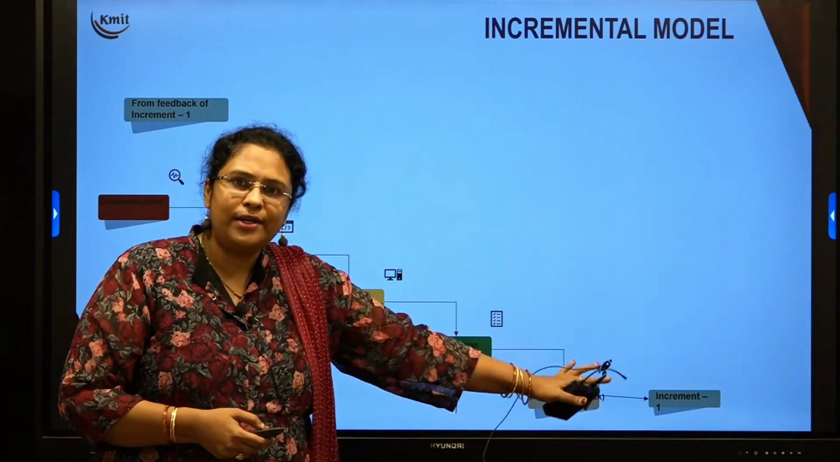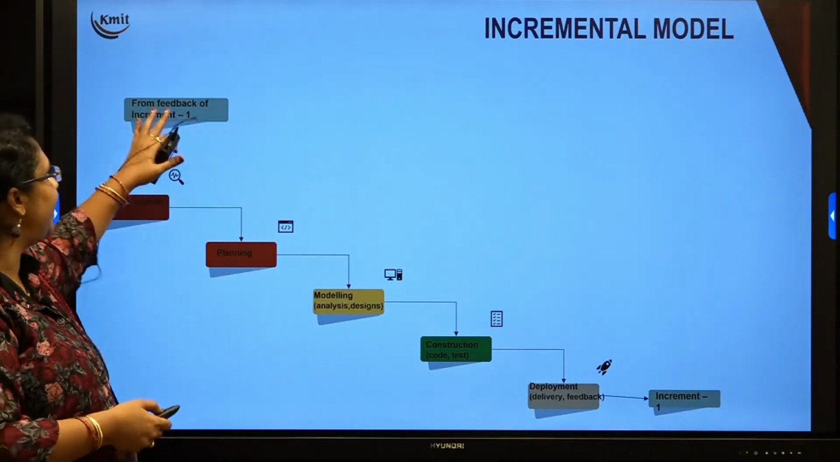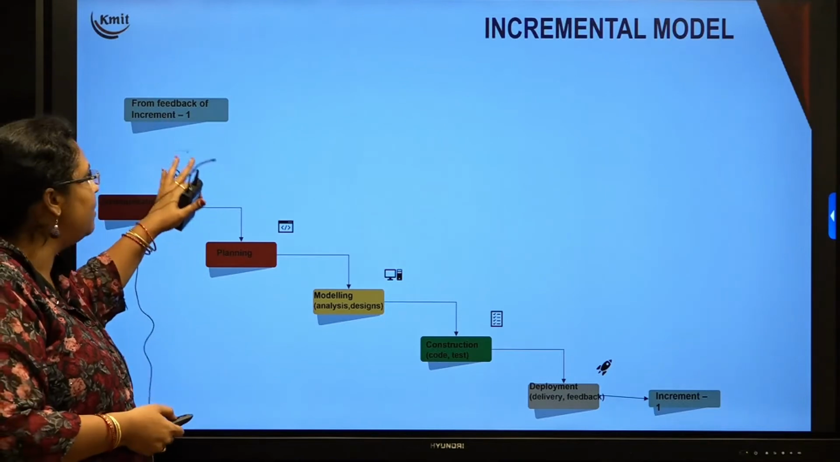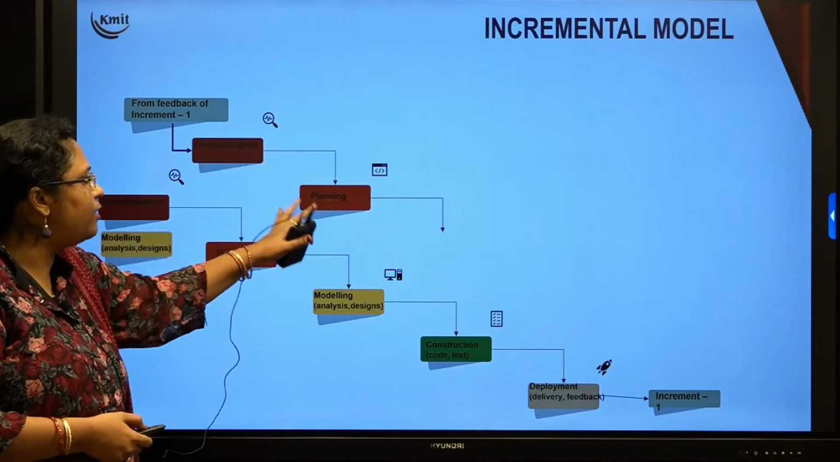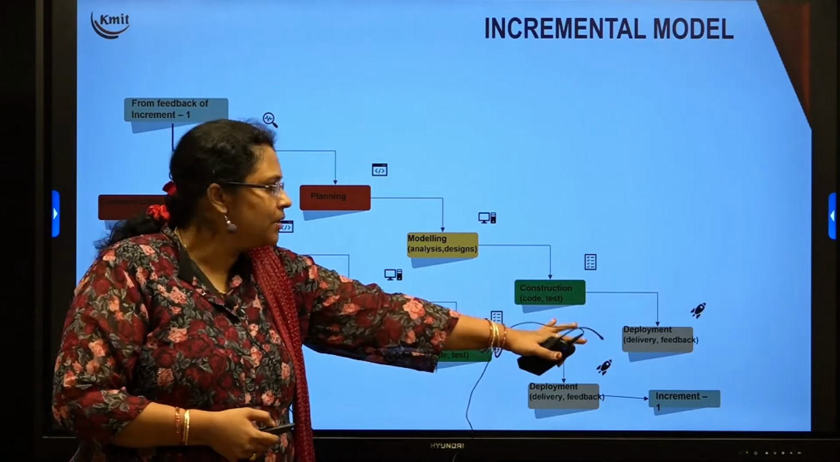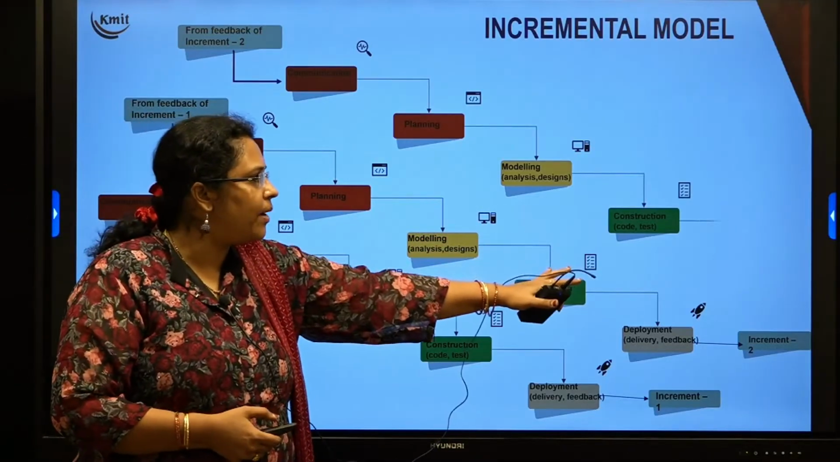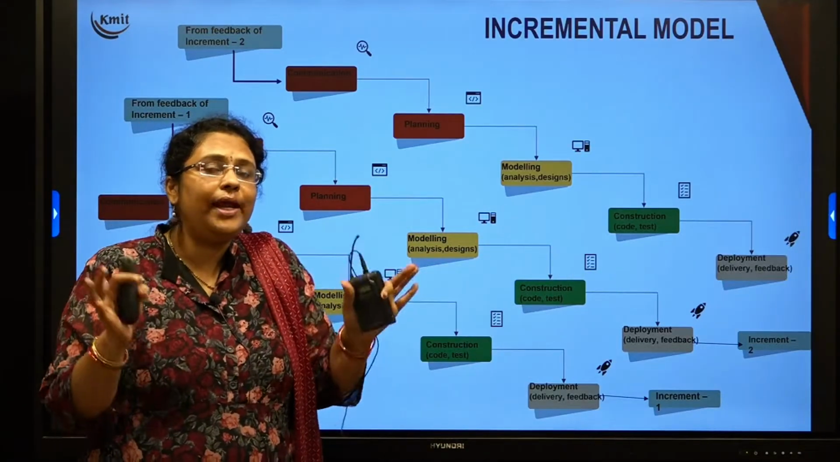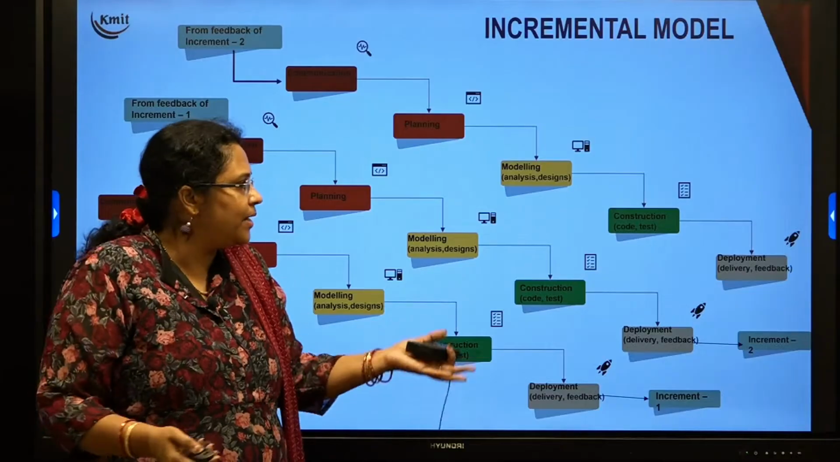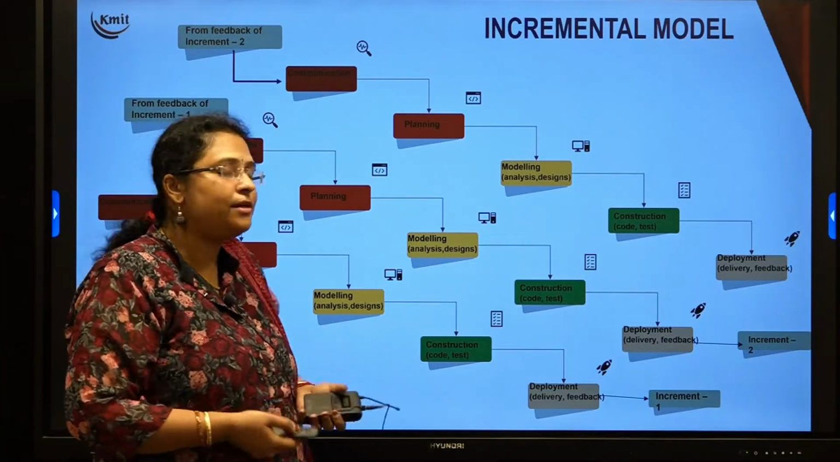After that, you're going to deliver the first increment to the customer. Once the increment is delivered, you take the feedback from the customer. Based on that, you start again, following all the phases to deliver the second increment. This procedure will keep on following until the last increment gives you the complete, whole product that the customer is asking for. So this is basically the procedure of your incremental process model.